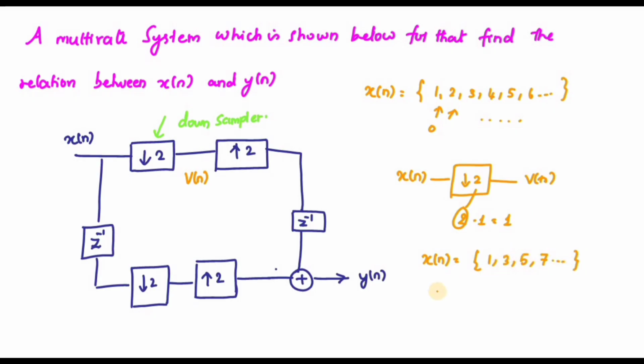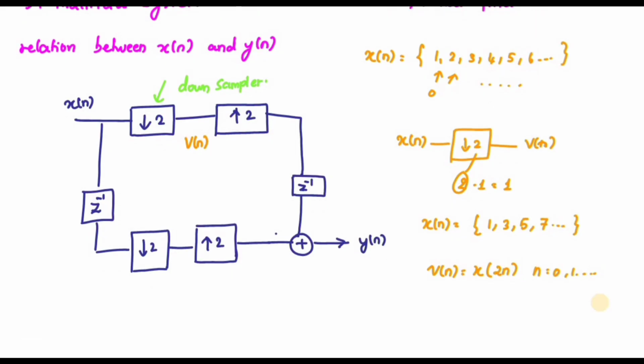So how to write the value of v of n? You can see v of n is equal to x of 2n, because if I substitute n equal to 0, I will get 1. If I substitute n equal to 1, I will get 3. This is for n equal to 0, 1, and so on, and it goes up. So this is my v of n.